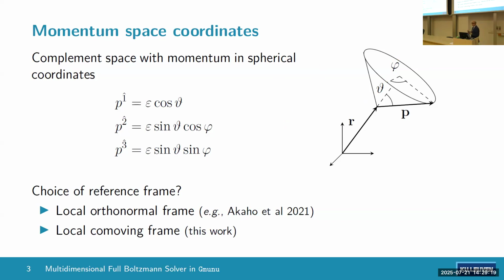Here you can have several options. One is using the local orthonormal frame. This is, for example, what is done in Okayo et al. But what we do is we use the local co-moving frame. I'll explain a little bit where the differences lie and also what the advantages of each are.